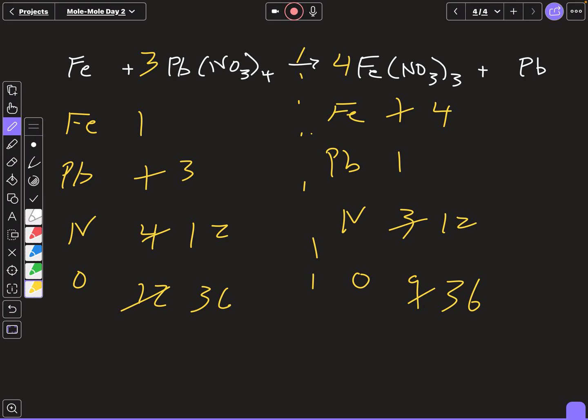So that balances that out. Now I go back to my irons. I got 4 on the right, I need 4 on the left. I put a 4 there, changes that to 4. Lead, I got 3 on the left, I need 3 on the right. If I put a 3 there, that balances that out.